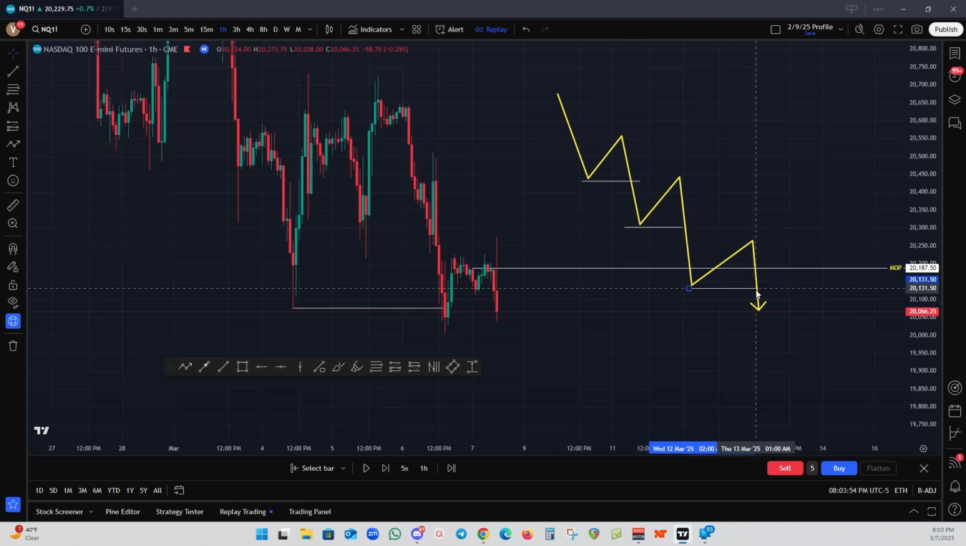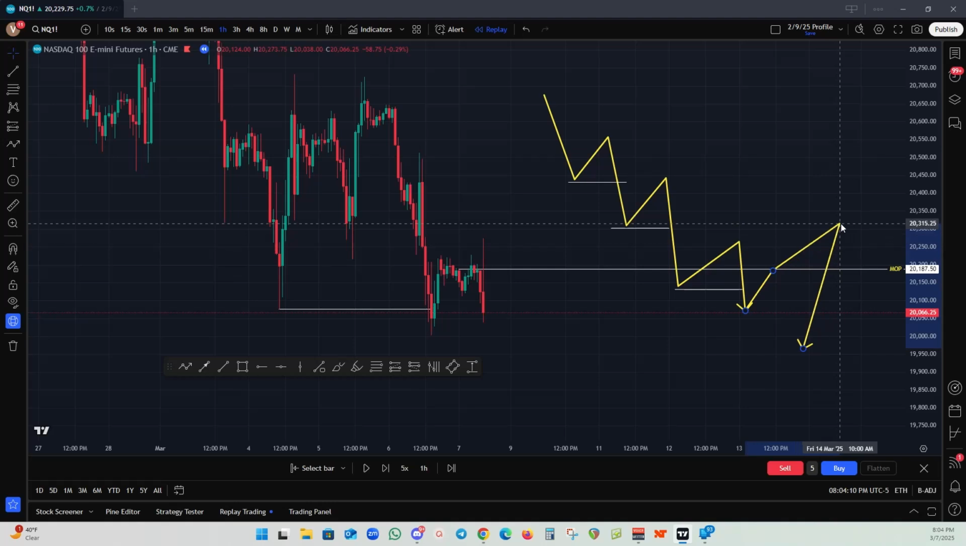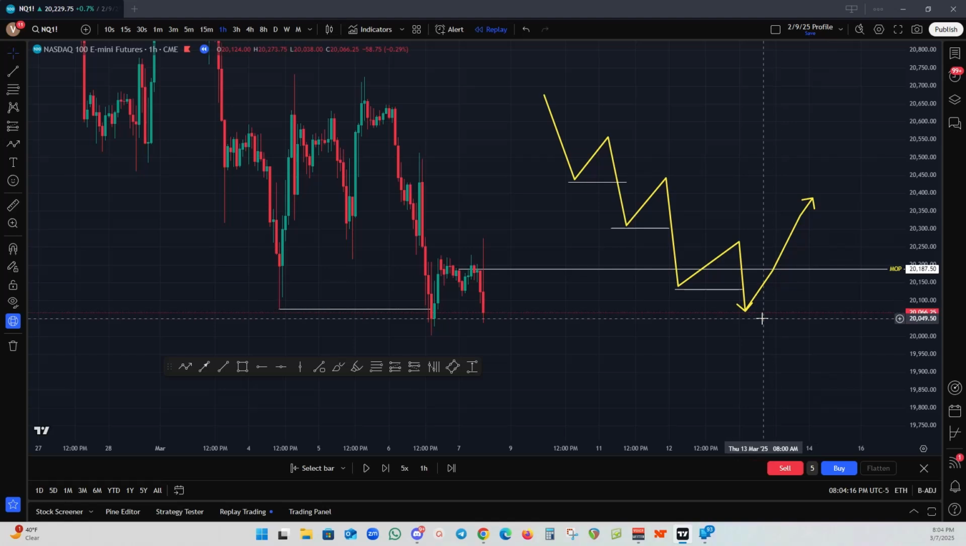So I want to find the last place price took a lower low, and I want to try to find where there's a shift. That means instead of going like this, it goes like this, and breaks the previous high. That's a change in the market structure. Then you look for a trade.